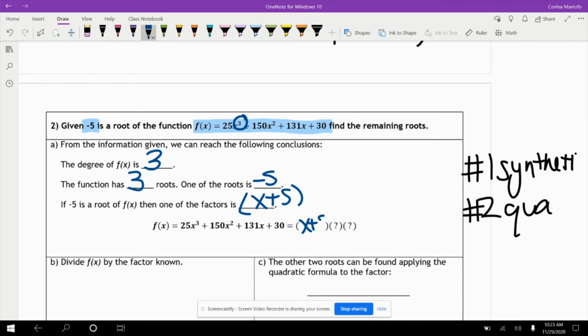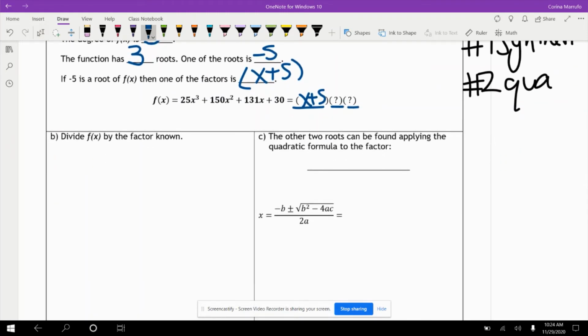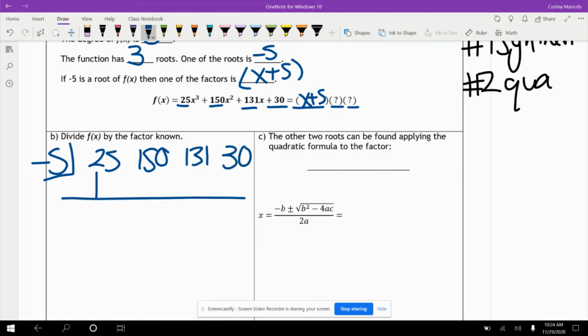Which means that you're going to have 3 factors, where we know one is x plus 5, but the other 2 we don't know. That's what we're looking for. So we start off by dividing. If x plus 5 is a factor, then your root here is going to be -5. Make sure this is in order from biggest to smallest, and that you have every single term. So we have 25, 150, 131, and 30. And we go ahead and drop the 25.